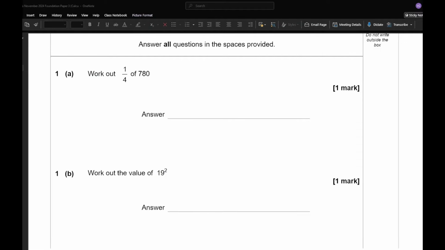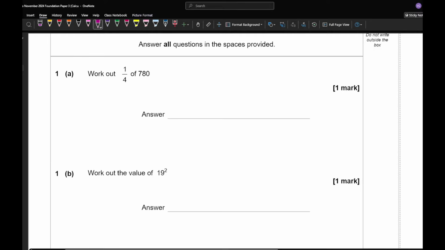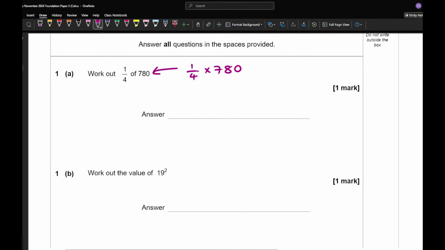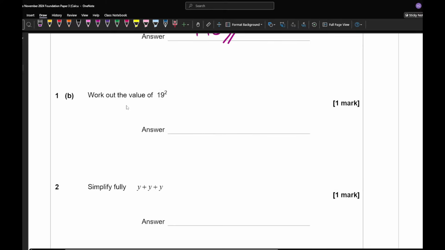So question 1 says work out 1/4 of 780. Now for this, a couple of ways you can do this. You can either type it in all its entirety on the calculator by doing 1/4 multiplied by 780, or you could do 780 divided by 4 multiplied by 1. So any of those would give you the answer of 195. For question 1b, it says work out the value of 19 squared.